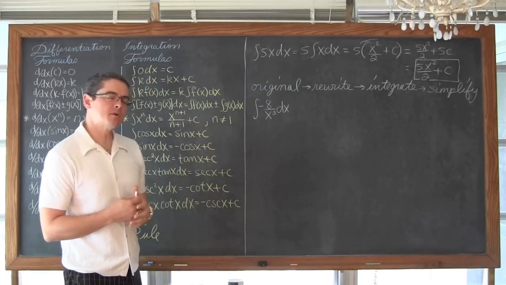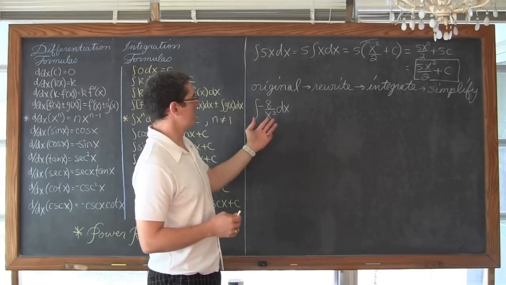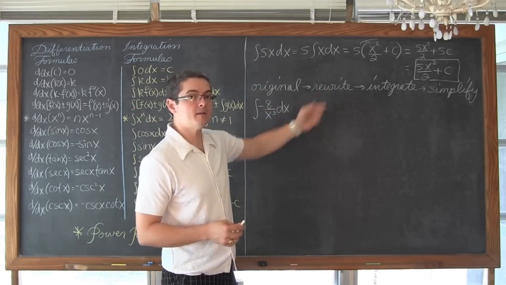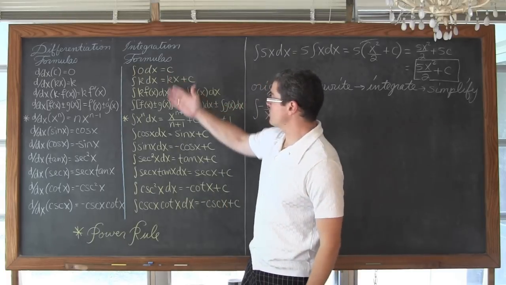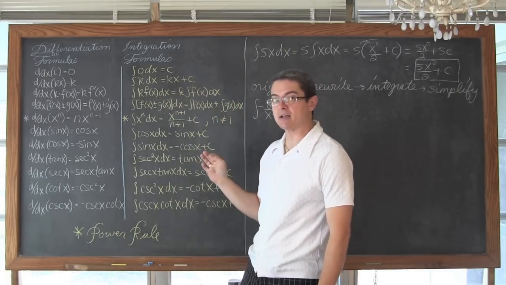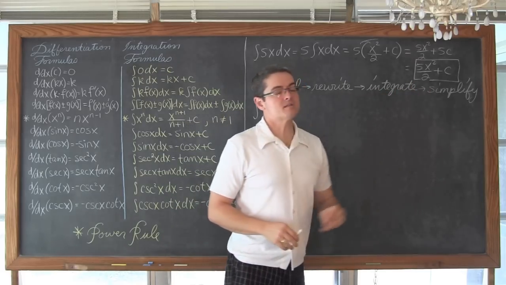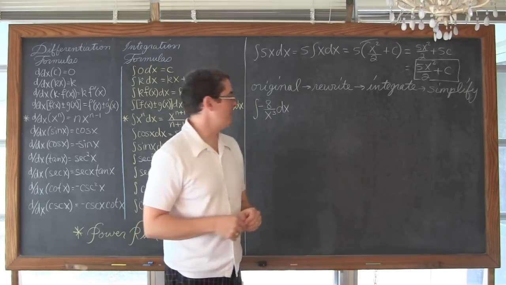And the 4 steps we're going to do with all of these problems is we're going to look at the original problem. We're going to rewrite it to get it to match one of these basic integration formulas exactly. We're going to apply that integration, and then simplify the expression or whatever is left.